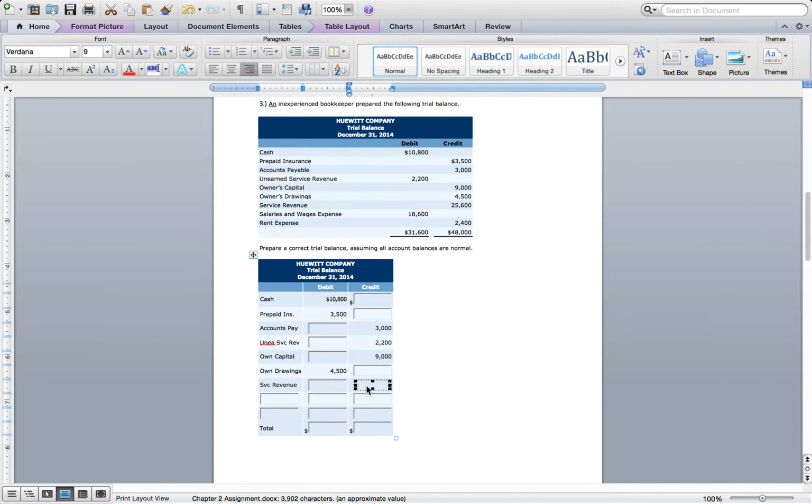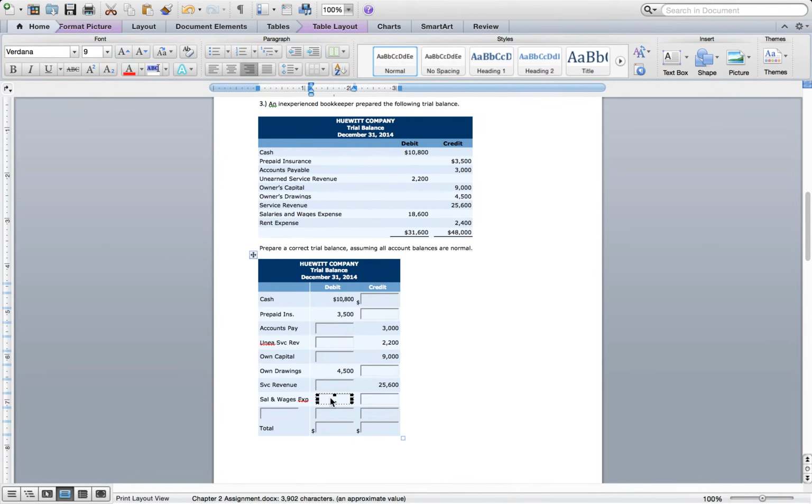Okay, next one, we have service revenue. Service revenue, remember, that has a credit balance. That'll be $25,600. Okay, the last two are expenses. Remember, expenses have to have debit balances. The first one, salaries and wages expense. That'll be a balance of $18,600. Okay, the last one, rent expense. That'll be $2,400.